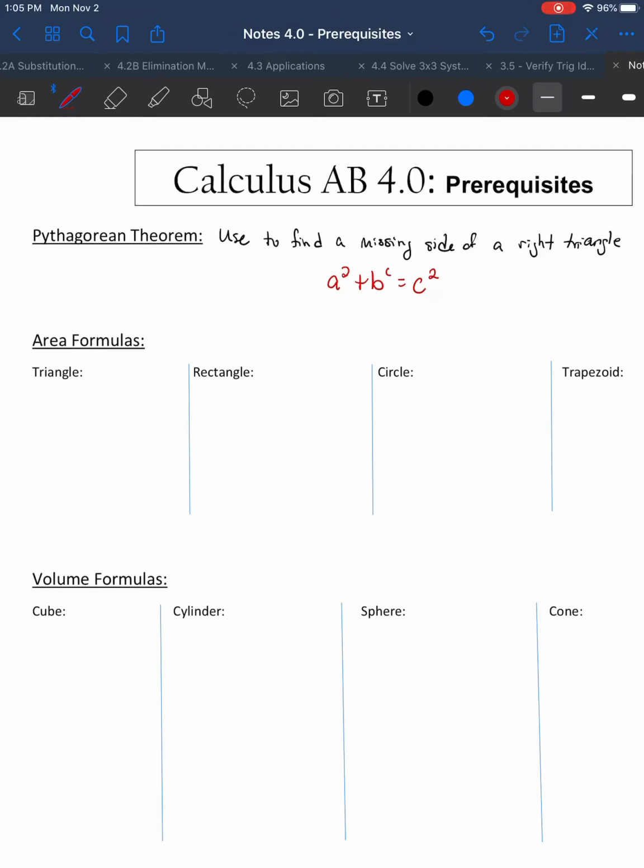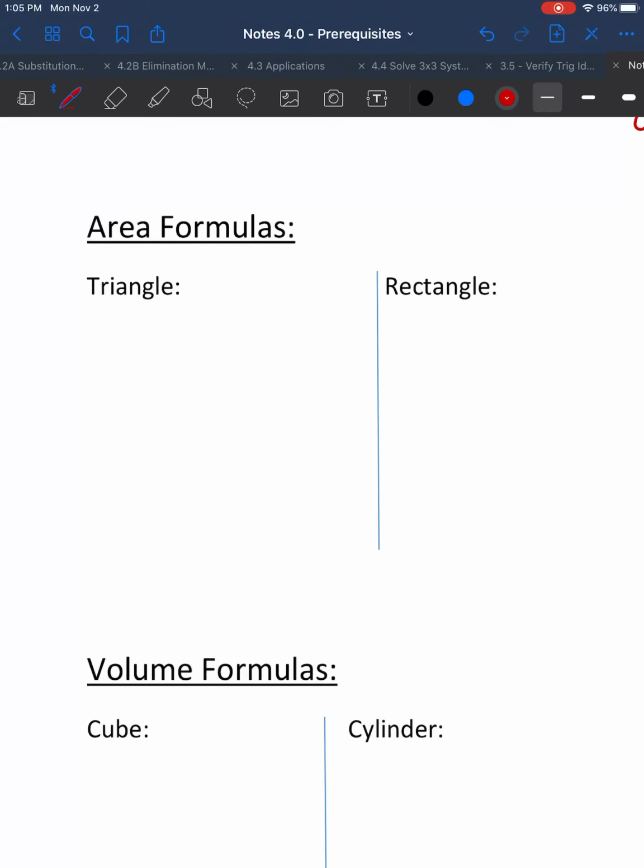All right, now with area formulas. Area of a triangle is 1/2 base times height.